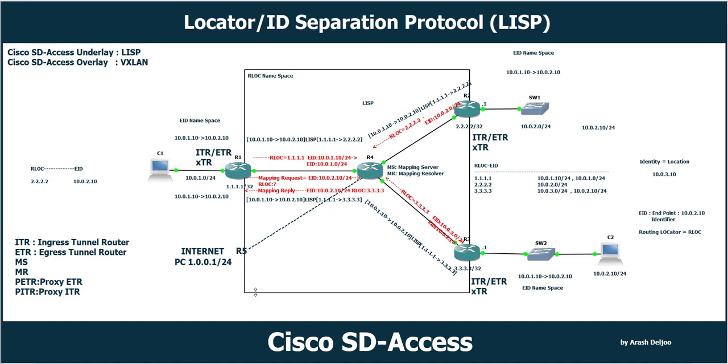Here we have some details about the proxy ITR. Assume that we receive traffic from the internet, and this traffic should be forwarded to, for example, computer 2. It's possible. And you know that R5 should encapsulate this traffic received from a non-EID.